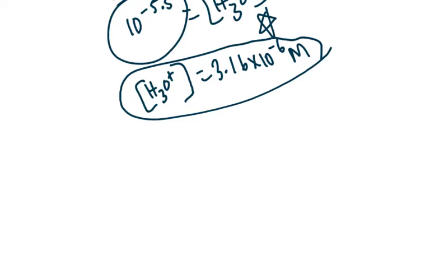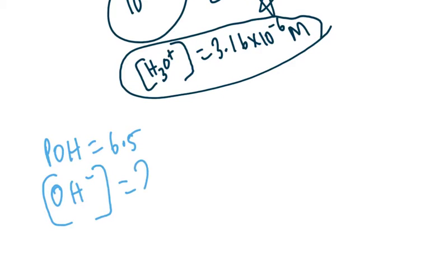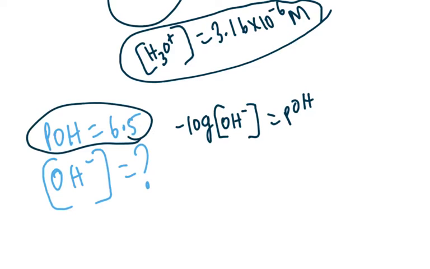So another example would be: what's the OH concentration when the pOH is, I don't know, 6.5? So what is the OH concentration this time? They're not asking for H3O+, they're asking for OH concentration. And they also didn't give you the pH, they gave you the pOH. But you do the same thing, because you remember your other equation, which is negative log of OH minus equals the pOH. Well, I already have the pOH here, so I'm just going to feed it in.